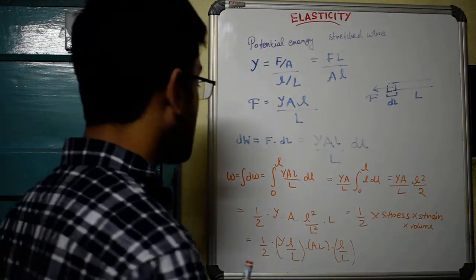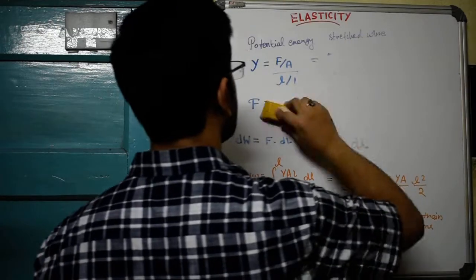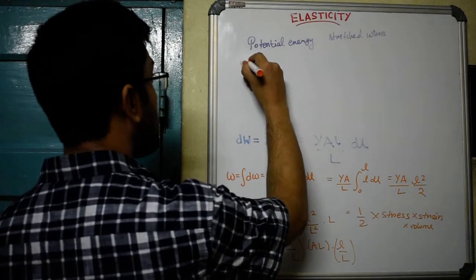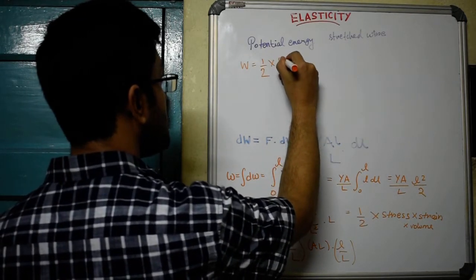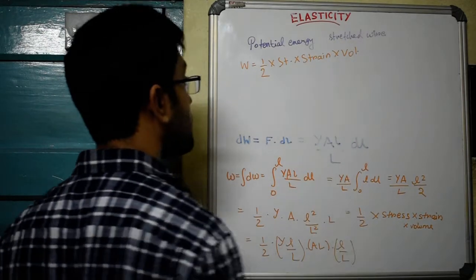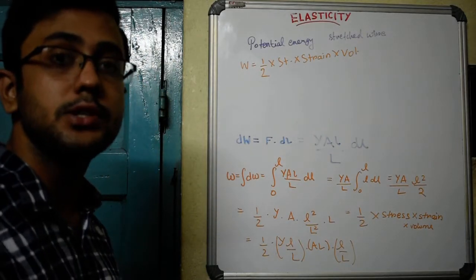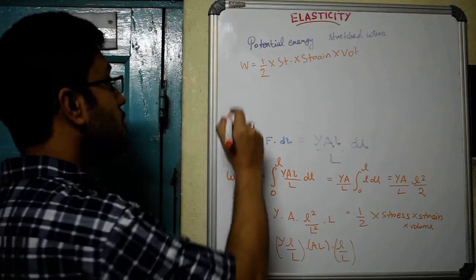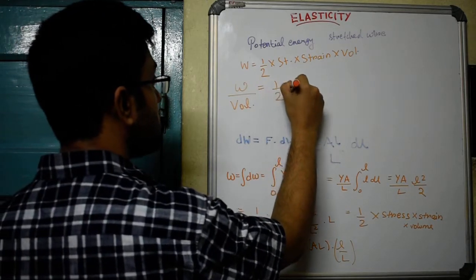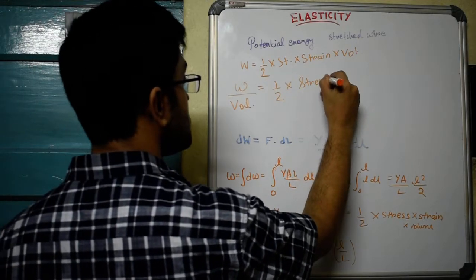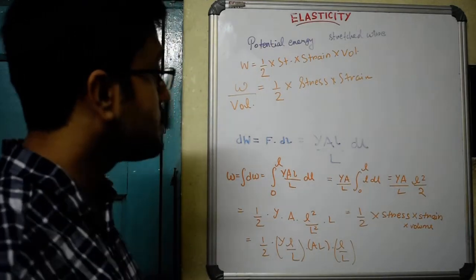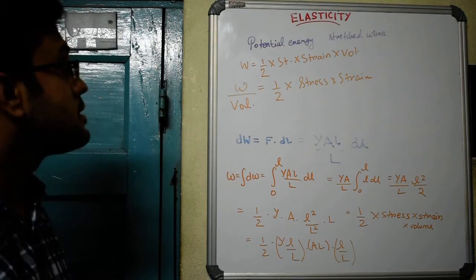So therefore, what is the amount of work which we are doing in order to increase the length of the wire? The amount of work is equal to half into stress into strain into volume, and this work is getting stored as potential energy within the material. And therefore, if you want to find out the work per unit volume of the material, it is simply half into stress into strain. This is a derivation which is pretty simple, and often it comes in the exams, so practice this properly.